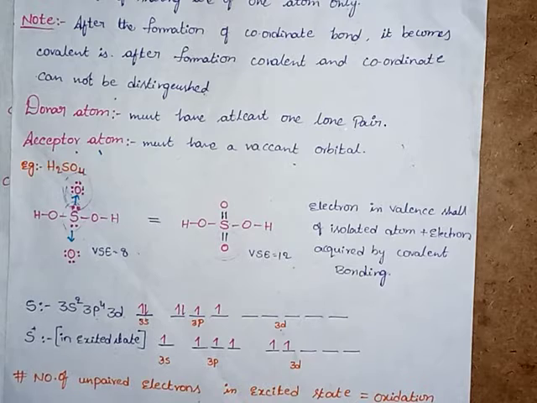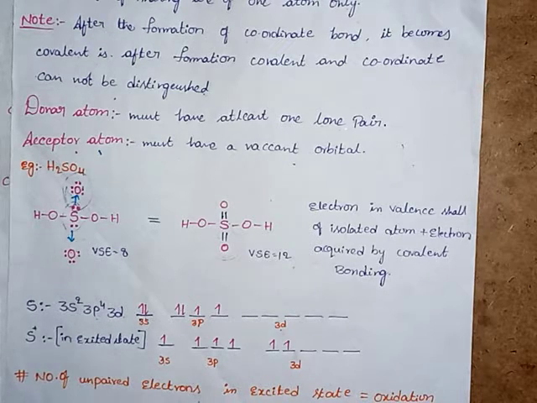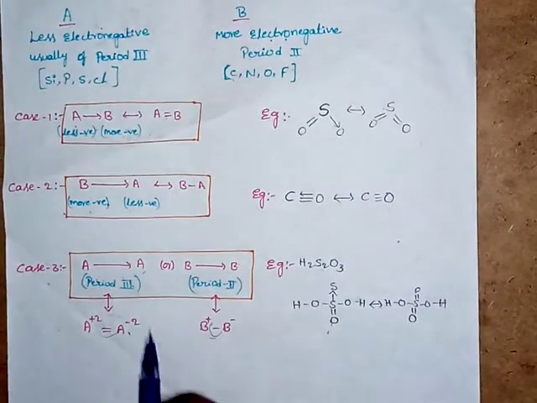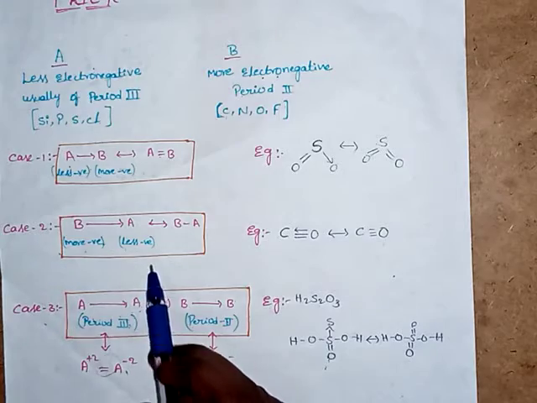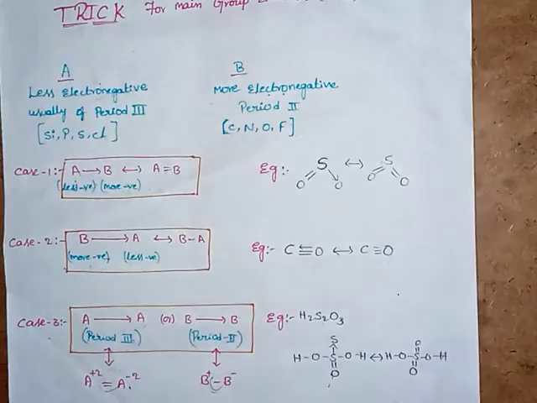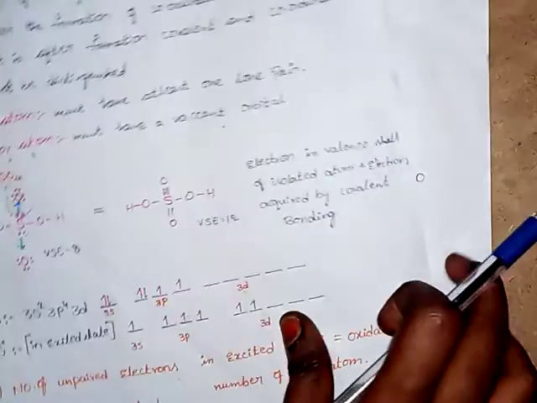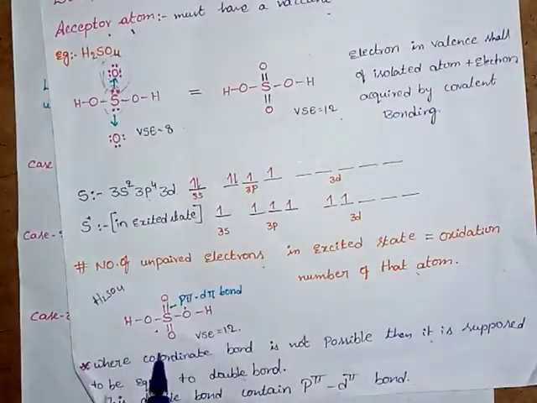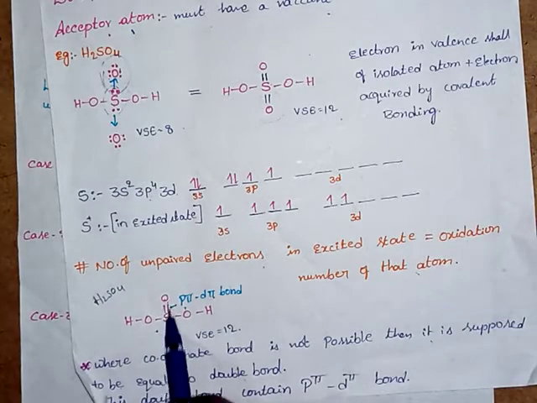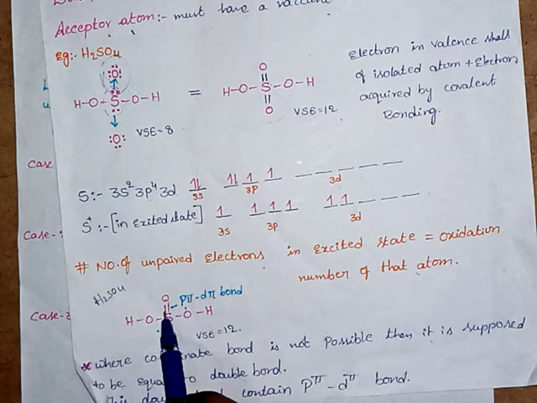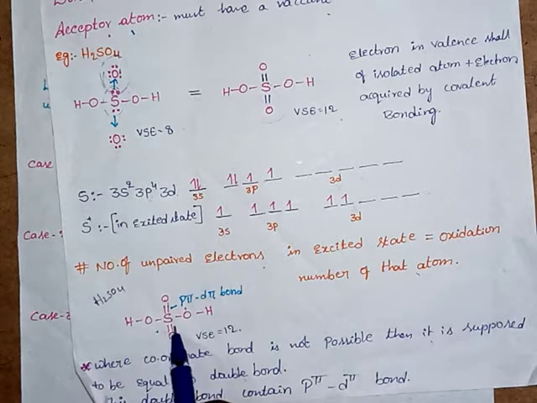So this is the H2SO4 example. That's why a p pi d pi bond will happen, resulting in the formation of a double bond. A very good example for this is H2SO4: sulfur and oxygen, less electronegative and more electronegative, result in the formation of a double bond. So here is the trick that you need to remember.